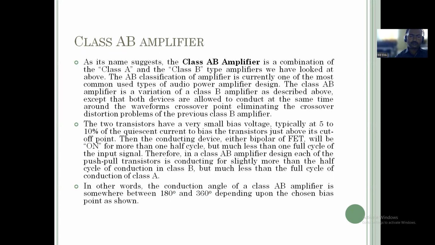So due to the use of the class AB type of amplifier, the conduction angle of your amplifier is greater than 180 degrees but less than 360.